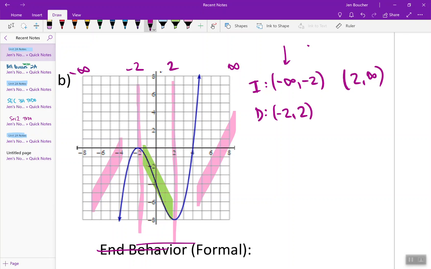And there's a symbol that you can put in between those two intervals. It's a little U that combines those sets together. So what I'm saying is that my graph is increasing at every point between negative infinity and -2, and then from 2 to infinity.